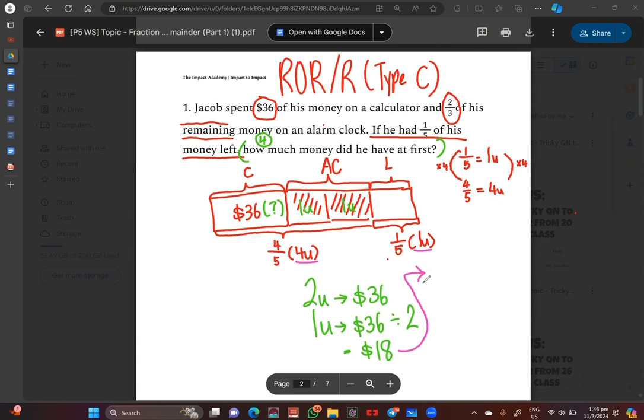5 units. Very good. So we are going to say that 5 units is actually equal to how much? 18 times 5. Do you agree or disagree? When I do 18 times 5, I just multiply 8 times 5. How much is that? 40. Agree? 5 times 1 is 5, plus 4, 90. So this person had $90 at first.